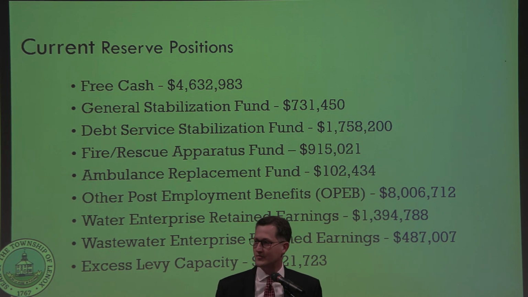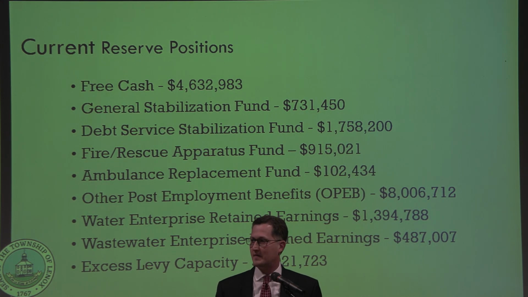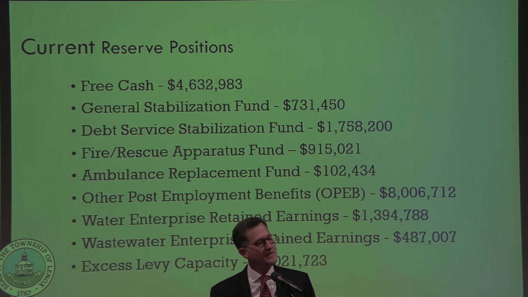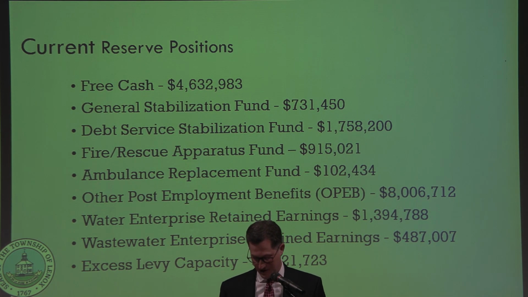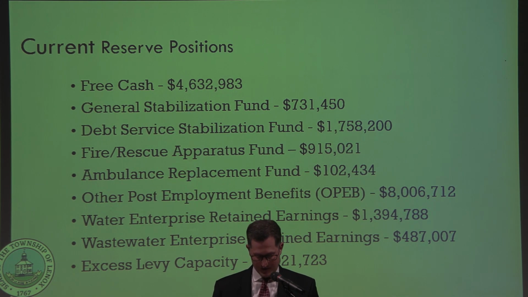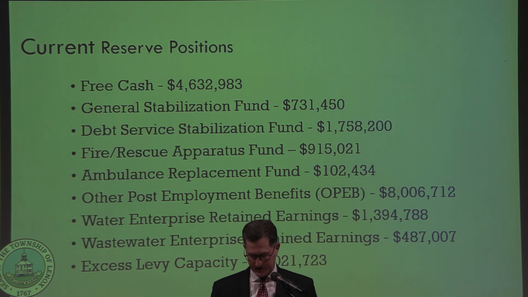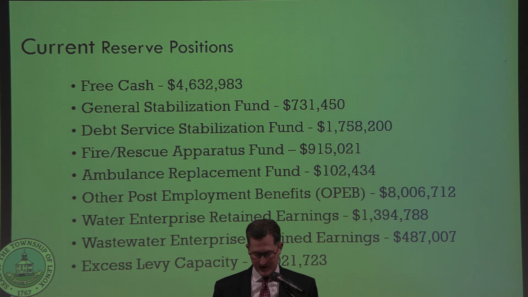We want to try to realize as much of the costs of the services that our public employees render at the time that they render that service, as opposed to waiting and paying them long after they've ended their service to the town. So that's the intent here, and I think we've done a fine job. The two enterprise funds: we have water enterprise, about $1.4 million in retained earnings, wastewater enterprise, just under $500,000 in retained earnings, and then excess levy capacity.